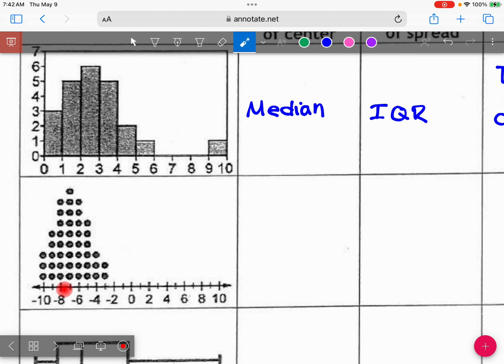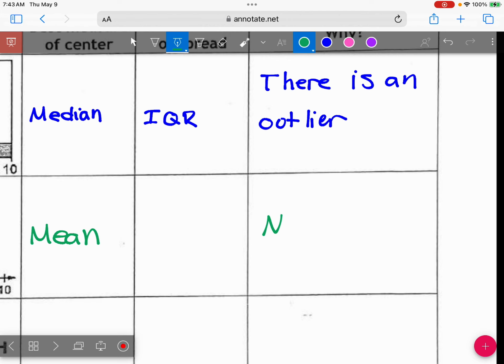How about on this one? What would be our best measure of center on this graph? Mean. Why? There's not an outlier. We don't have one. So there is no outlier. There's an L in outlier. So if we use mean, we measure our spread, how far apart they are, using standard deviation.